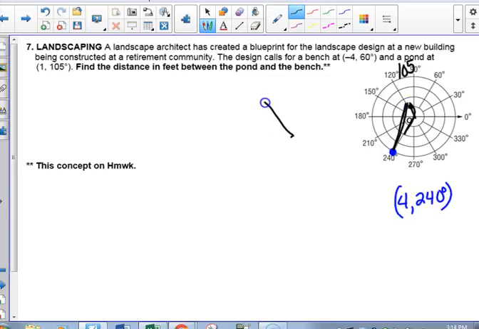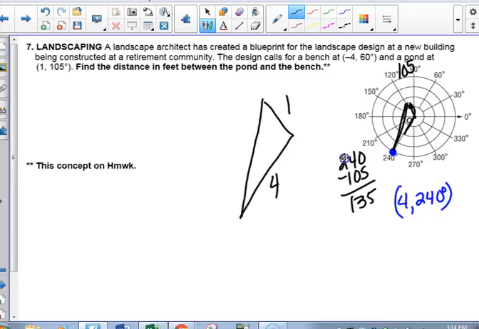Can I redraw that a lot bigger? If this was at the 105 line, and it was 1 unit long, and this was 4 units long at the 240 line, how far is it from 105 around to 240? 135, yes? Okay, law of cosines.